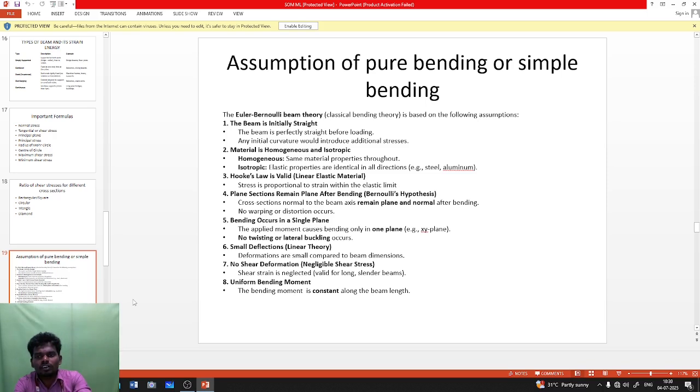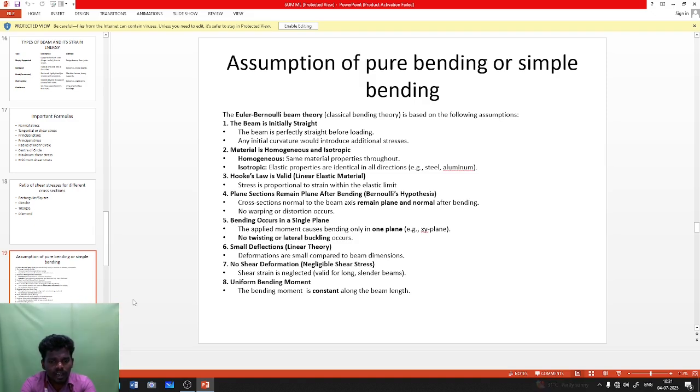The assumptions of pure bending or simple bending. We just saw the Euler-Bernoulli beam theory. Classical bending theory is based on the following assumptions. The beam is initially straight, which means the beam is perfectly straight before loading, and any initial curvature would introduce additional stresses. Material is homogeneous and isotropic. Homogeneous means same material properties throughout, and isotropic means elastic properties are identical in all directions, for example steel, aluminum. Hooke's law is valid: linear elastic material, stresses proportional to strain within the elastic limit.